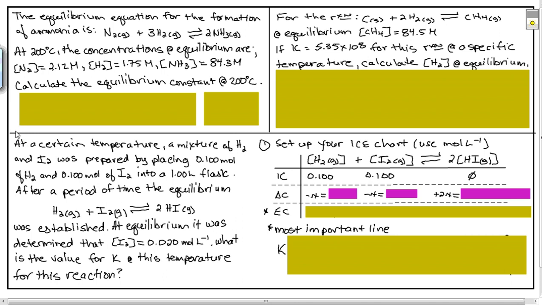So the first question asks, states the equilibrium equation for the formation of ammonia is nitrogen gas plus 3 parts hydrogen gas gives you 2 parts ammonia. Now at 200 degrees Celsius, the concentrations at equilibrium are as follows. Nitrogen gas concentration is 2.12 molar or 2.12 moles per liter. Hydrogen gas is 1.75 molar. And ammonia gas is 84.3 molar. Molar means moles per liter. So now what we need to do is calculate the equilibrium constant at 200 degrees Celsius.